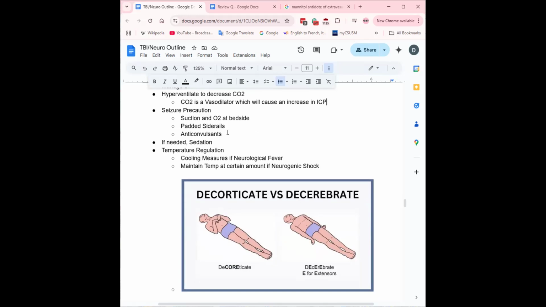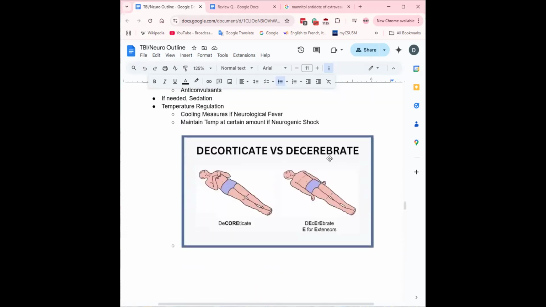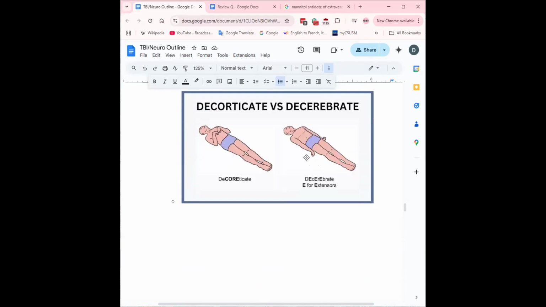And then on the opposite end, if they're having a neurogenic shock, then you need to keep them at a different temperature. So one, it's different from the neurological fever, but I don't think that's important. It's just there to differentiate, because we had neurogenic shock in the past, so just to not get confused on that.